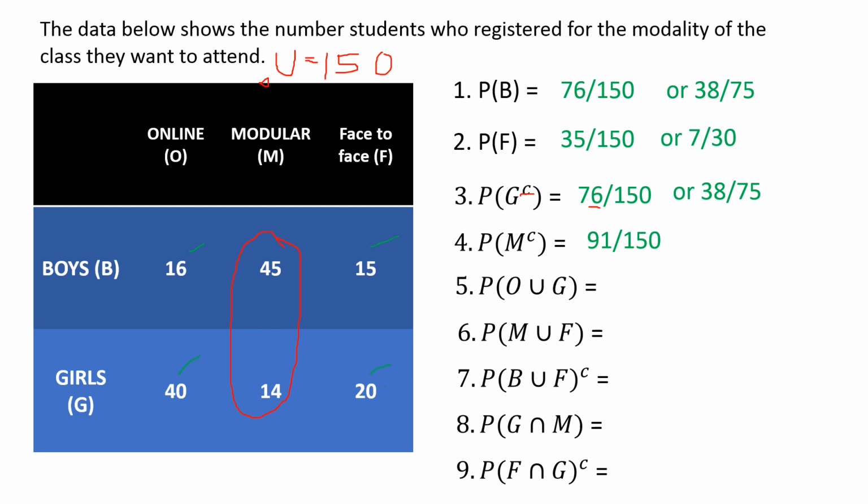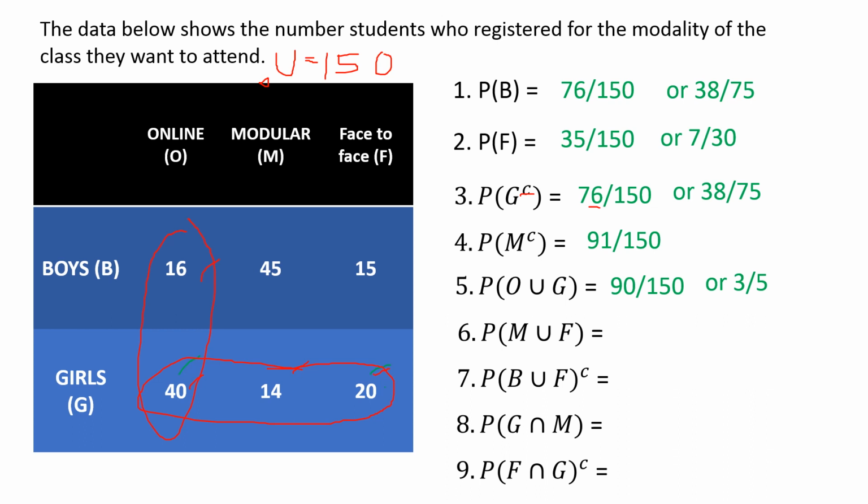For number 5, let us now have the union. We do have O union G, or online union. So we are to unite this to G for the girls. We just simply add up all of these elements. 16 plus 40, that is 56, plus 14, that is 70, plus 20, that is 90. So we do have 90 over 150. We can further simplify this, or we may have 3 over 5.